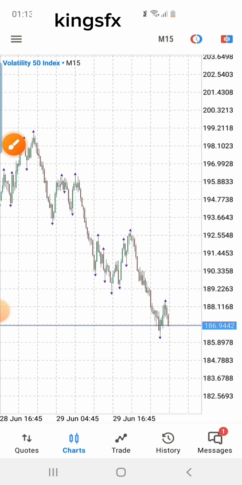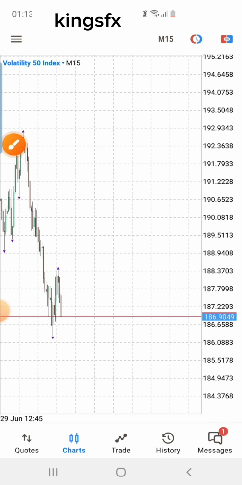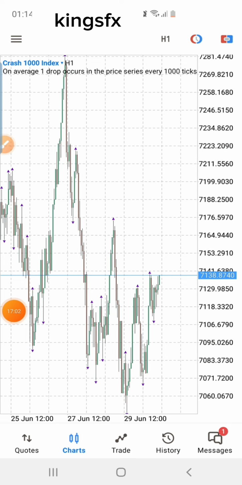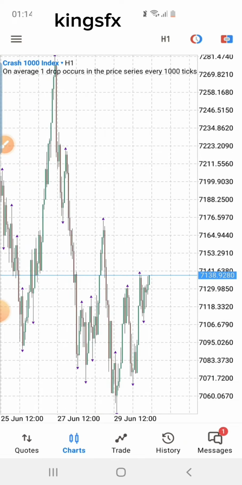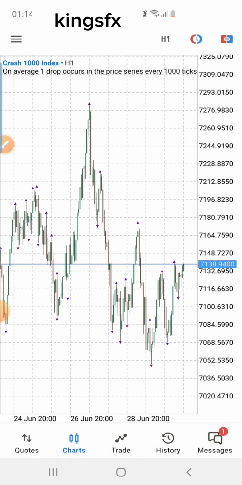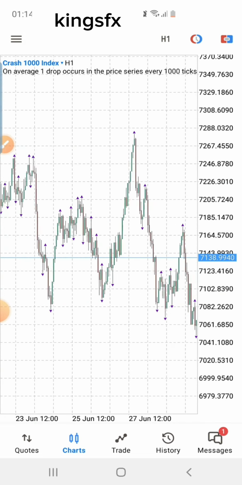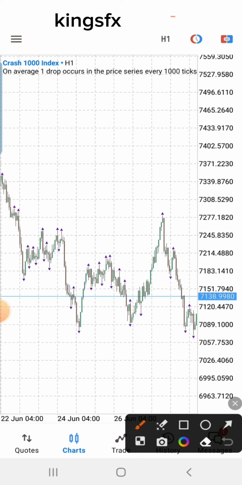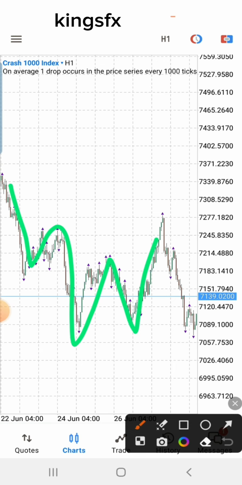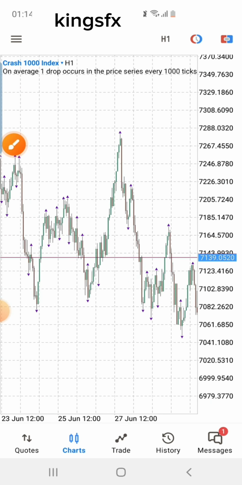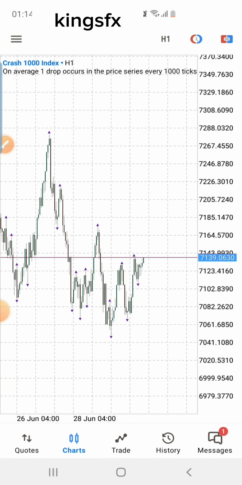I also want to share with you an example of some charts you have to avoid when the price is trending. If you look here, this is the 1 hour time frame on Crash 1000. Guys, the price is pushing to the downside, but the truth is, this is not the kind of chart you want to trade. See what the price is doing. You can't figure out what this chart is doing. Let me give you a clear example of what I mean.